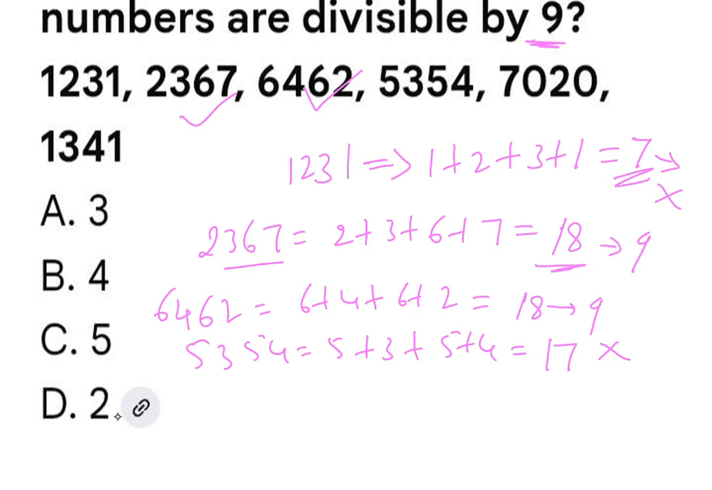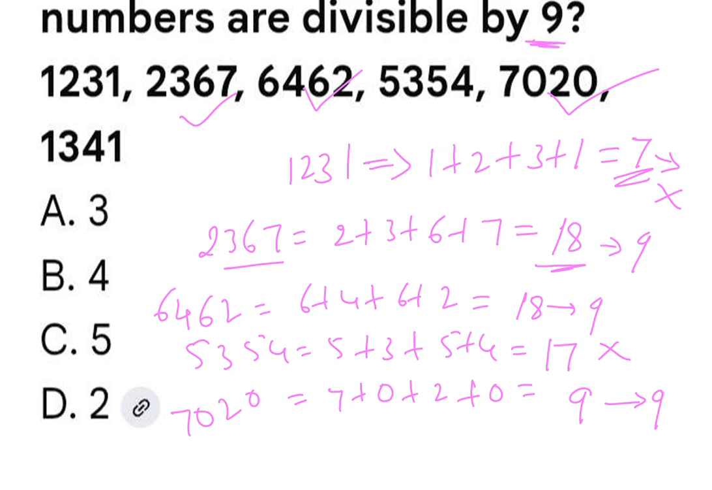Next one is 7020. Take the sum. 7 plus 0 plus 2 plus 0. 7 plus 0 is 7. 7 plus 2 is 9. 9 plus 0 is 9. 9 is divisible by 9. 9 ones are 9. So this number is also divisible by 9.